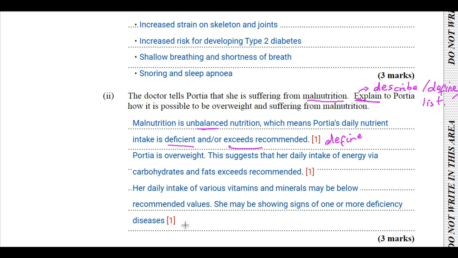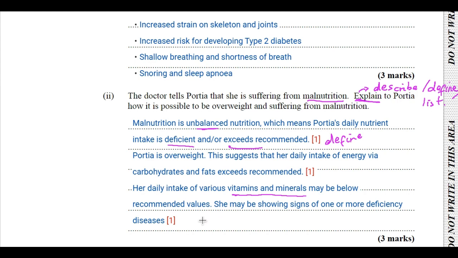She can also be deficient in various vitamins and minerals, because often if you have an unbalanced diet to the point of getting overweight, it's also unbalanced to the point that you're not getting enough of other nutrients like vitamins and certain minerals. Maybe your diet is deficient in fruits and vegetables and so on. So all of that could be part of her being overweight. So that third mark is basically indicating, look, her intake of vitamins and minerals might be below the recommended values.